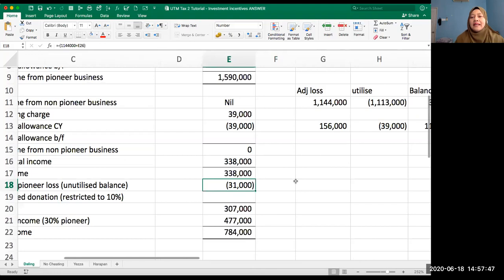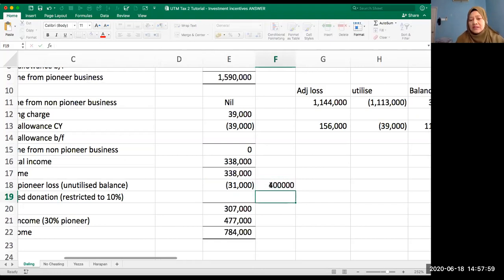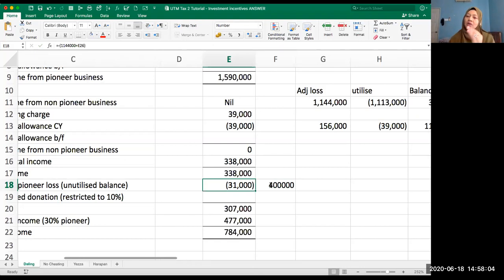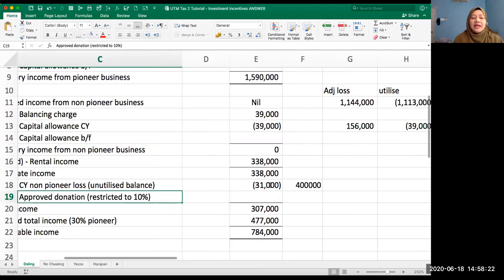Let's assume, for example, that instead of 31,000 you have 400,000 losses. What happens is that you use 338,000 only here, and the balance you carry forward to next year. Next year it becomes loss brought forward, to be set off against your statutory income. So you have to understand the flow or the format of the computation so that you do it correctly. And then you don't have any approved donations.